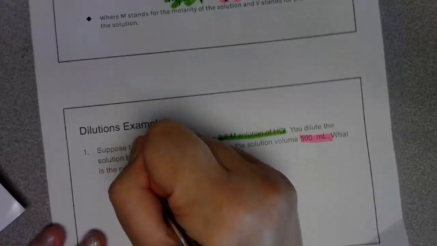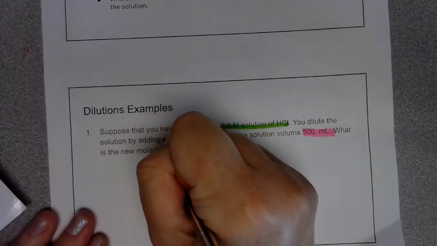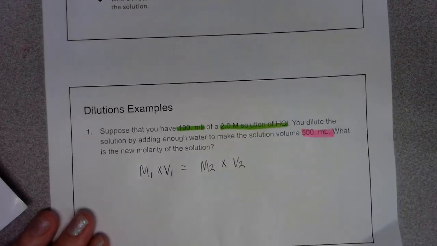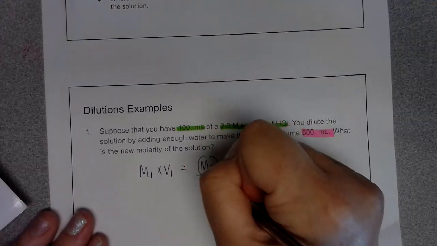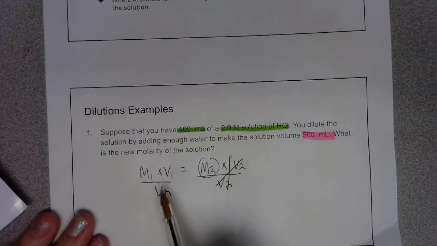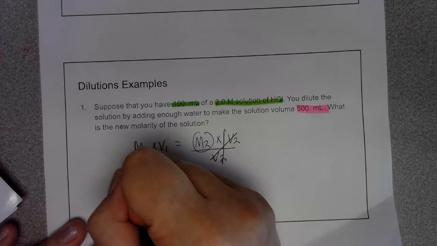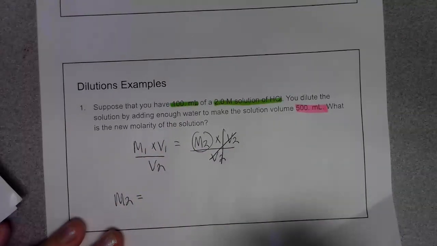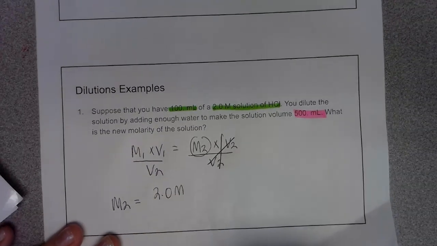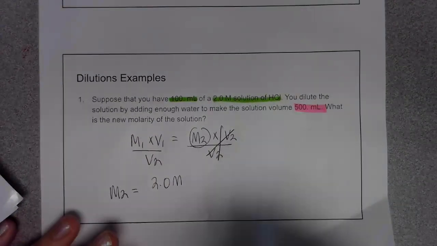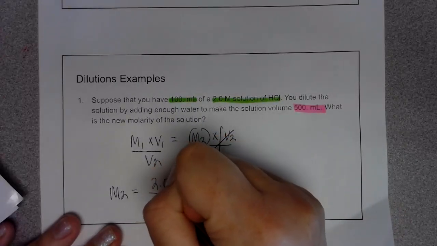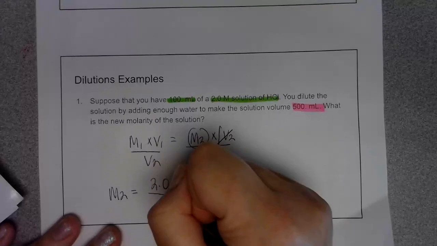So we know that M1 times V1 equals M2 times V2. We are solving for the new molarity, so we are solving for M2. So M2 equals M1 times V1 divided by V2. M1 is 2.0 molar times 100 milliliters, divided by 500 milliliters.